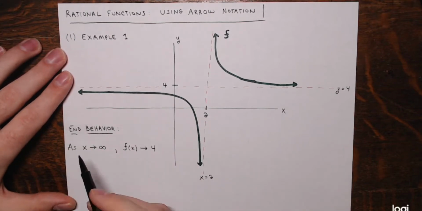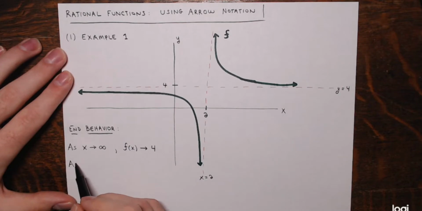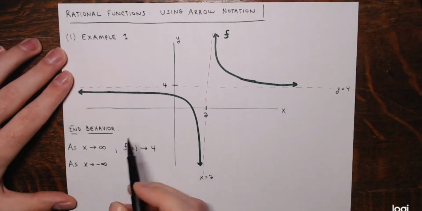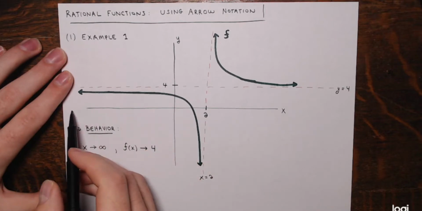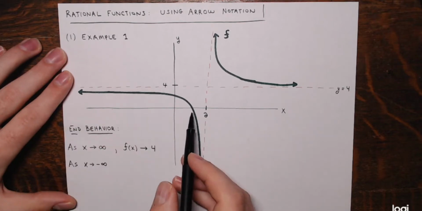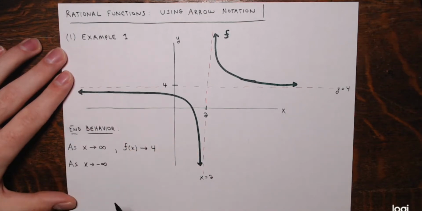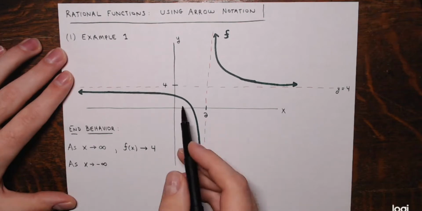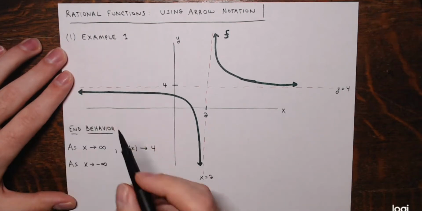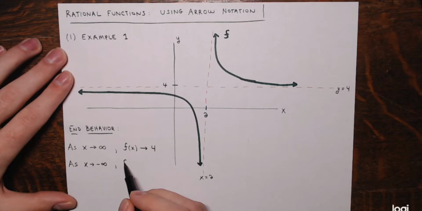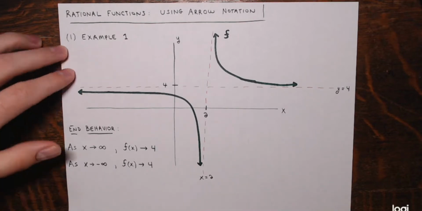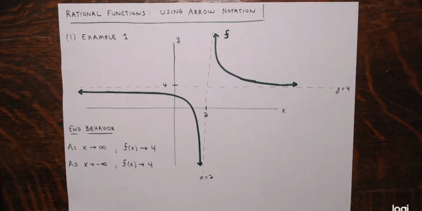Same thing on the left side. As x approaches negative infinity, you're going to the left forever on the x-axis. What's happening to the value of the function, the output? It looks like it's also approaching 4. You're getting closer to this horizontal line at y equals 4. So f of x is also approaching 4. There's the end behavior.